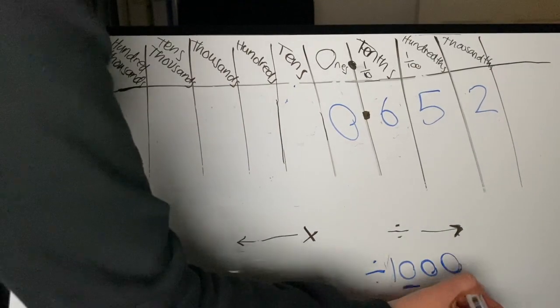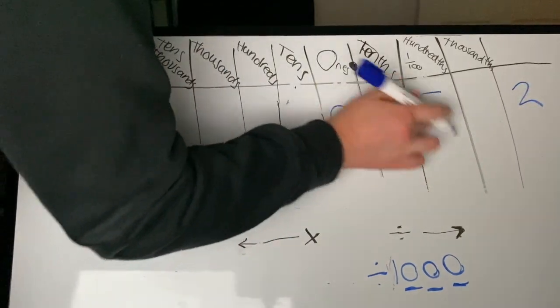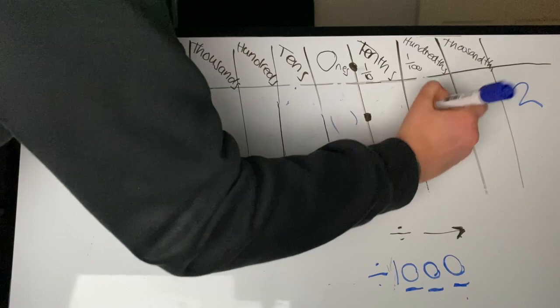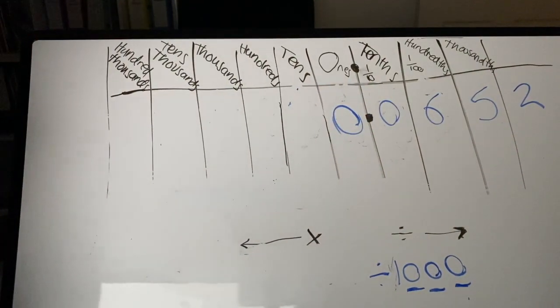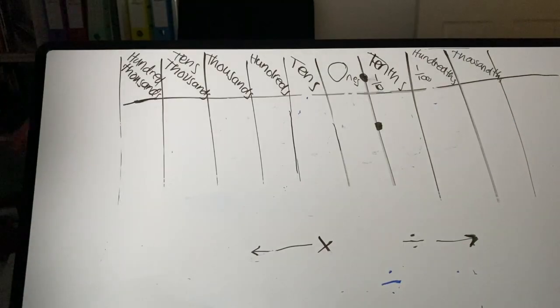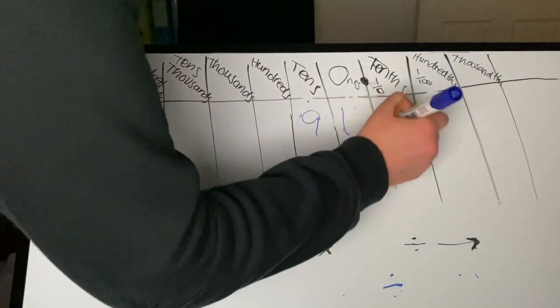If I was to divide it by 1,000, then I'd need to move them 1 more place value column over for a total of 3 from their original positions. And now that number is 0.0652. My next example is going to be with the number 91.4.